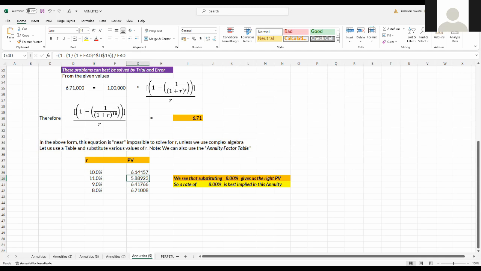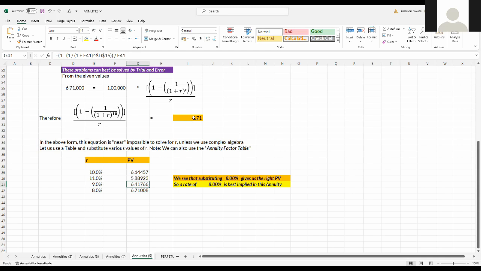We want a value which is close to 6.71. The value obtained from putting R equal to 10% is 6.14, but we want a higher number. Whereas by putting 11%, the value becomes lower. So what does that mean? We need to put a number which is lower than 10. If we substitute R with 9%, we get a value of 6.41, which is closer to 6.71.